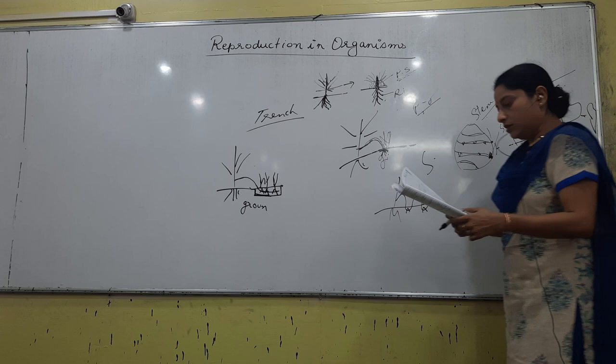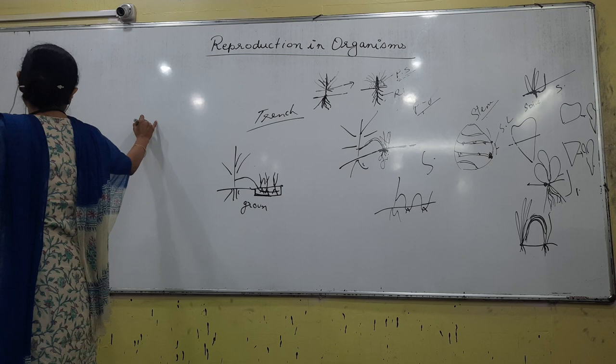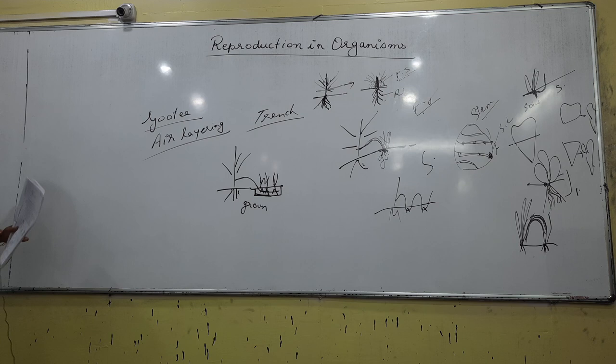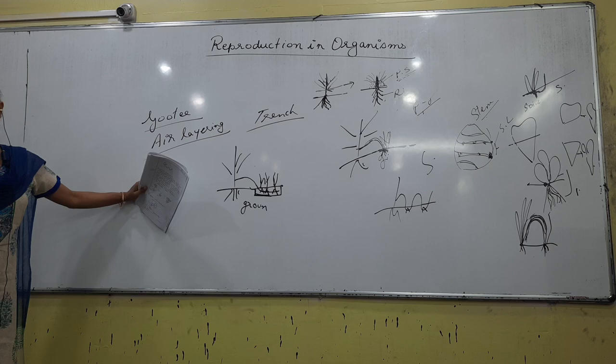Next is another type of layering, something called gutti. This is also called air layering. Why is it called as such? Because whenever we go for layering, we always have to select a branch that is much closer to the ground so that we can bend it down.